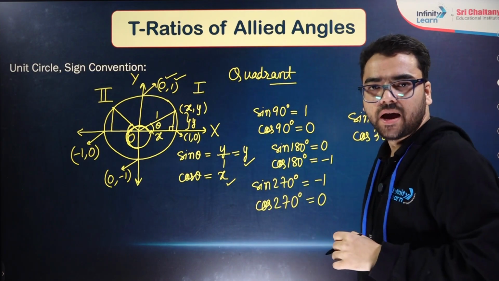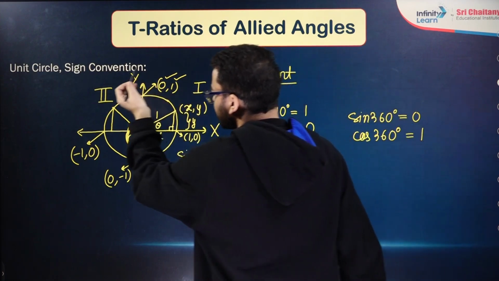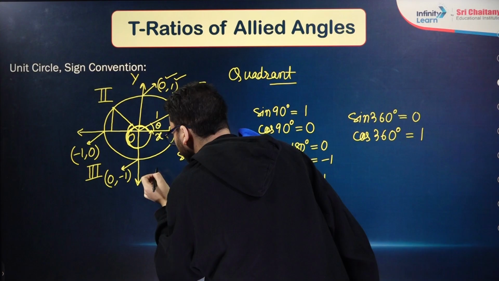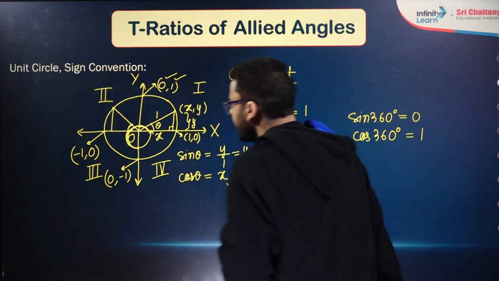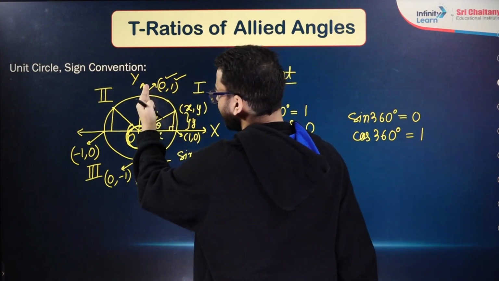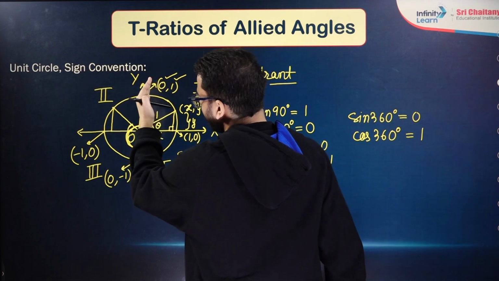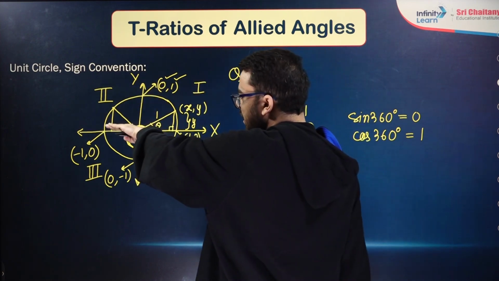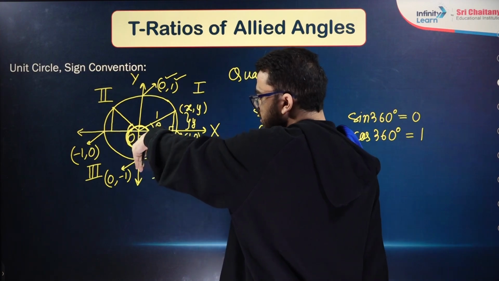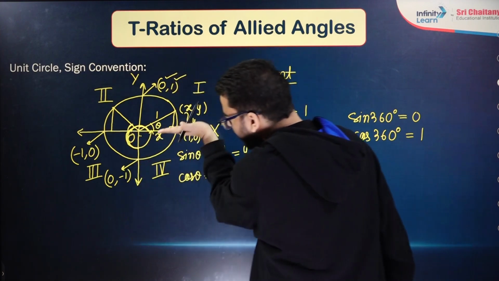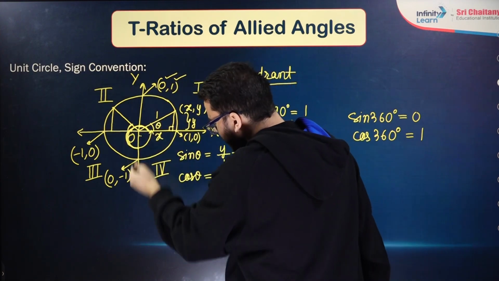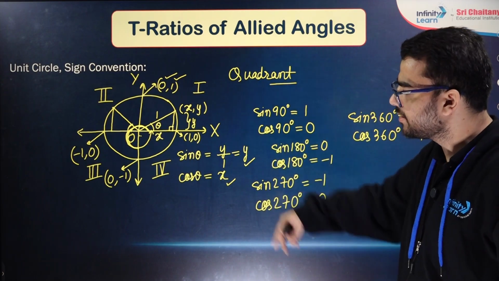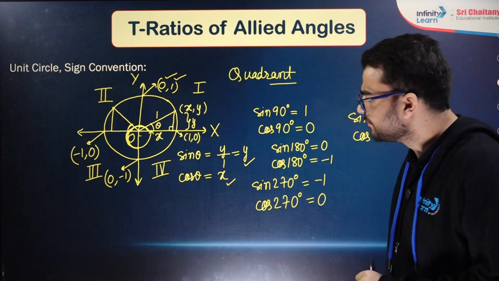Correct? So if the angle is in the first quadrant, the second quadrant, this is the third quadrant, and this is the fourth quadrant. First quadrant means the angle is in between 0 and 90. Second quadrant means the angle is in between 90 degrees and 180 degrees. Third quadrant means the angle is in between 180 degrees and 270 degrees. And fourth quadrant means the angle is in between 270 and 360 degrees. Right? I hope this complete logic is clear to you, right?